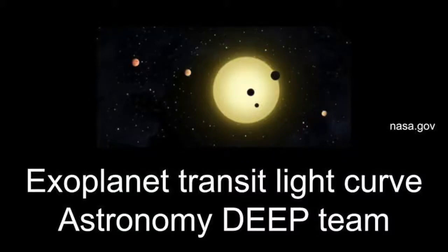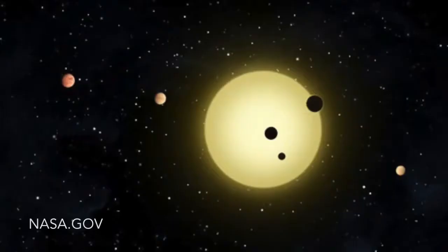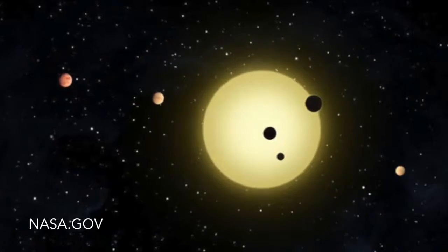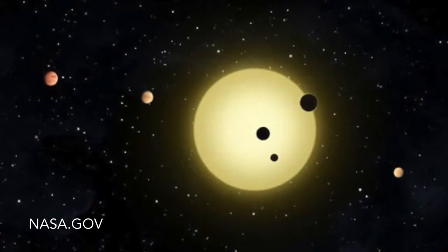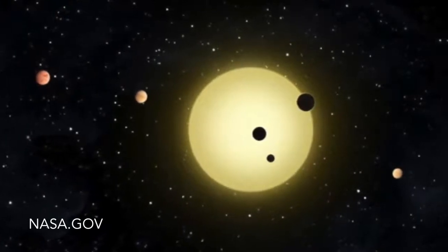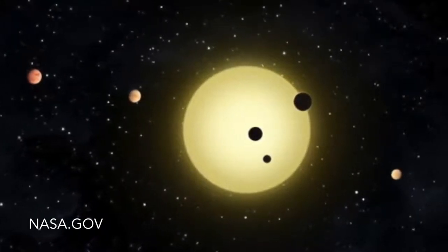Exoplanets are some of the most difficult astronomical objects to detect. Unlike stars, they don't emit their own light. Therefore, astronomers have to get pretty creative in their methods to detect exoplanets. What we found is one of the most effective methods is using the transit light curve.